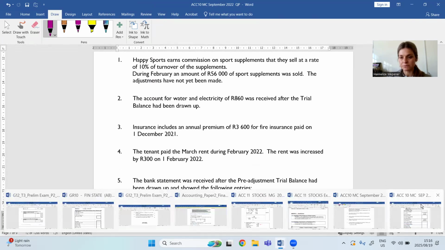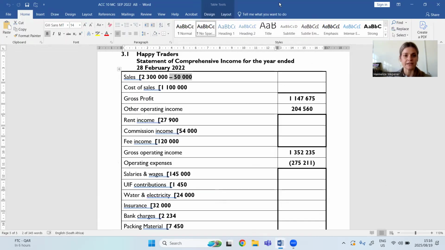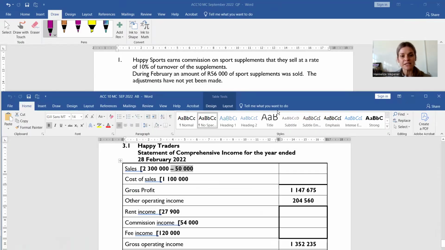So I'm just going to put this over here. There we go. Okay, so Happy Sports earns commission on sports supplements that they sell at a rate of 10% of the turnover of the supplements. In other words, we sell some supplements on behalf of another business, and they then say, thank you for doing this on our behalf. Here's a little kickback for you, basically. So that's your commission there.